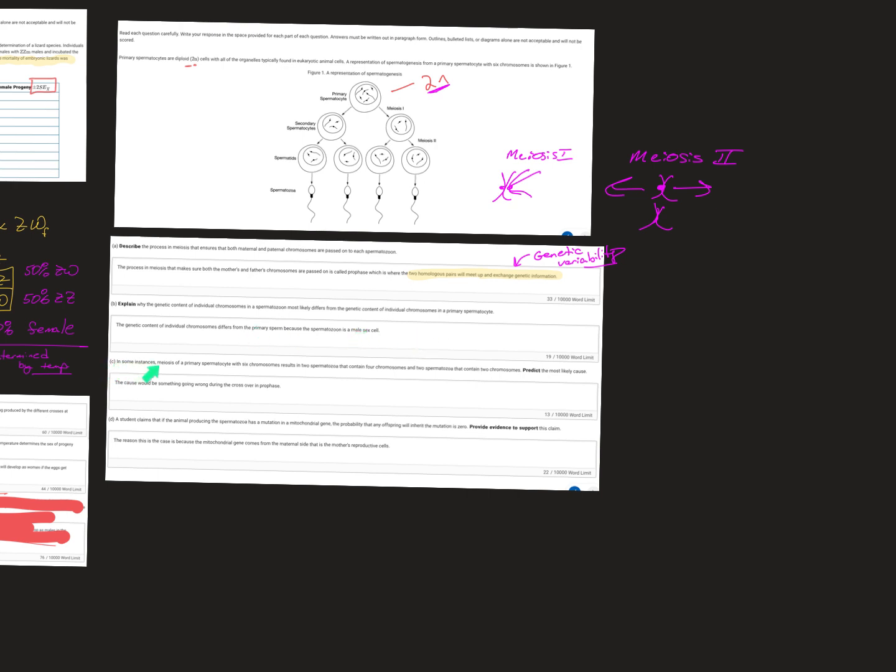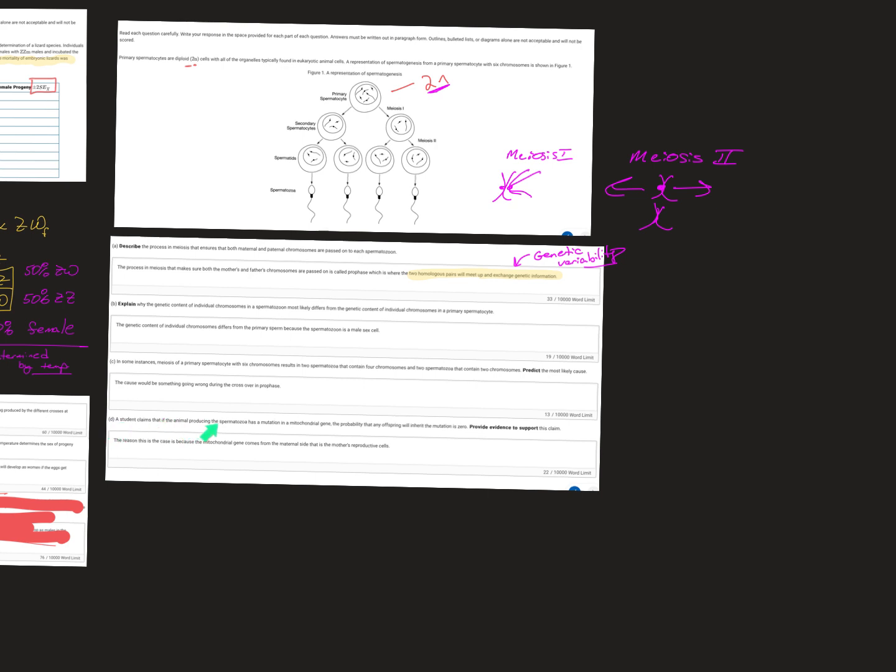In some circumstances, meiosis of a primary spermatocyte with 6 chromosomes will result in 2 spermatozoa containing 4 chromosomes and 2 spermatozoa that contain 2 chromosomes. Predict the most likely cause. A non-disjunction, so they don't separate in meiosis 2, and you end up with 2 of them in one of these cells. Then they split again, but now you've got 2 copies instead of 1 of a single chromosome, and they have none over here.